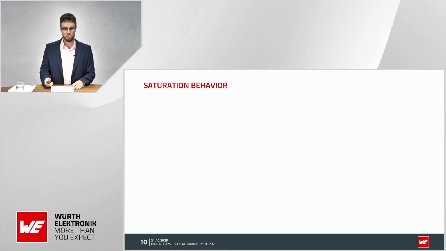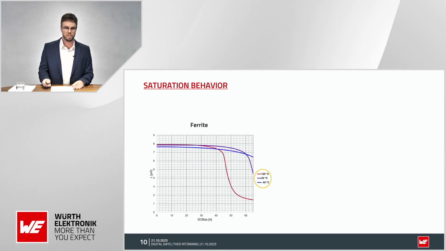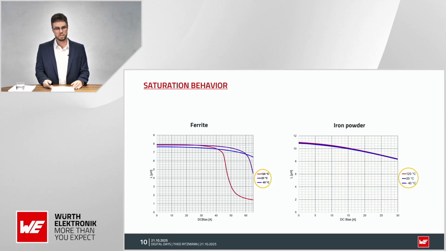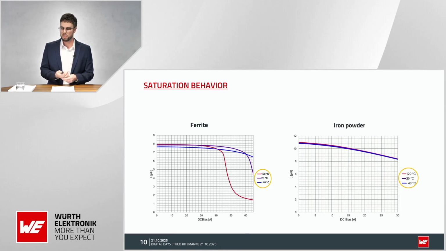Let's have a look again on the saturation behavior. What happens now with the powders? So here again, the ferrite, we have the temperature dependent curve. And then we have a look on the iron powder. So we can see with this material, the saturation behavior is now very stable. And also one benefit, this is due to this distributed air gap, is that we have this kind of soft saturation behavior. Means we have a constant inductance drop over the current. And this is also often a requirement from the market.